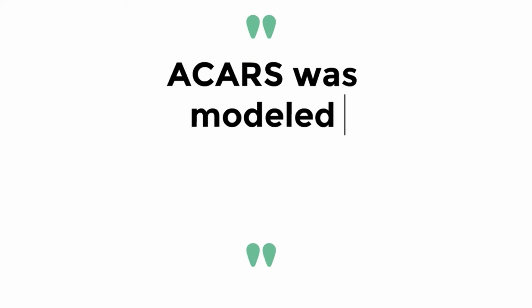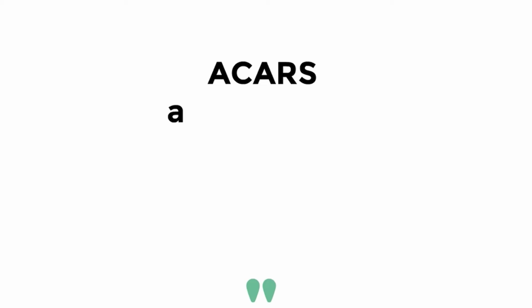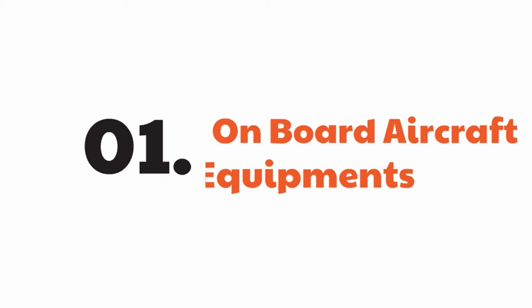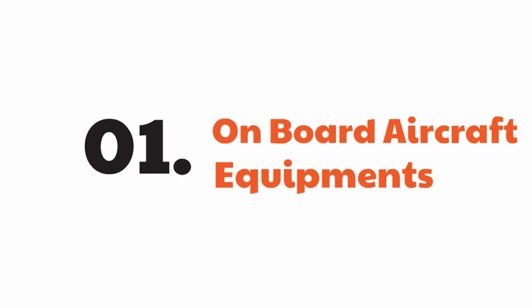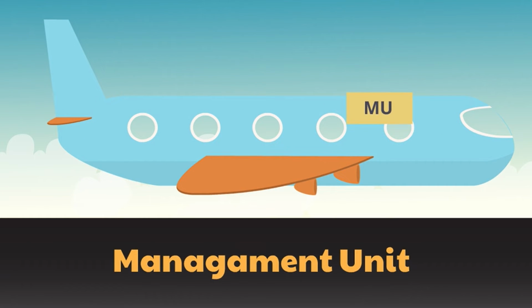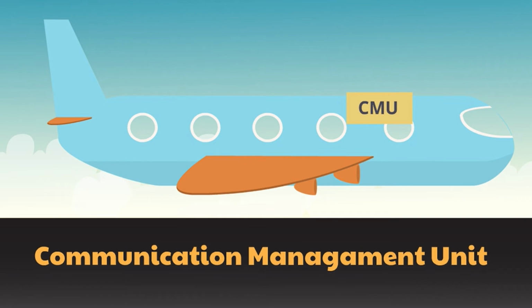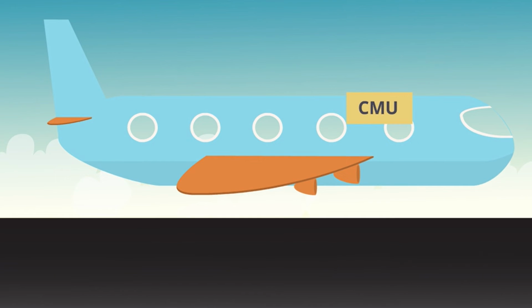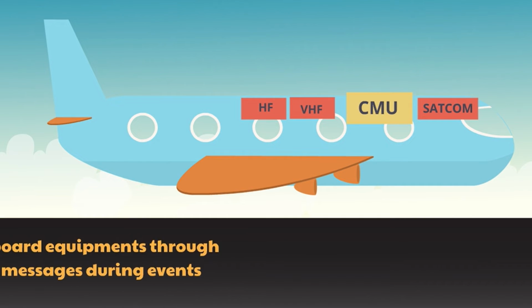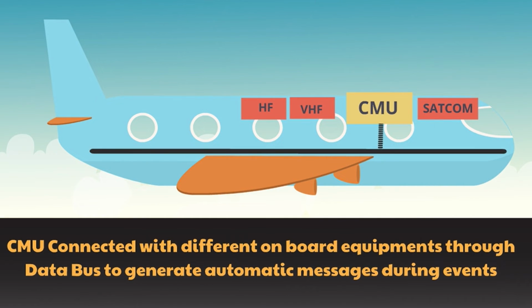The ACARS was modeled using the telex system, and its architecture is based on three main components. The first component is onboard aircraft equipment. The aircraft has different onboard equipment which supports the ACARS messaging. Each aircraft has a management unit, MU, or communications management unit, CMU, which will interact with onboard systems that supply air-to-ground communications over VHF, satellite and HF media. The CMU is connected to the aircraft data bus and it can generate automatic messages based on events.